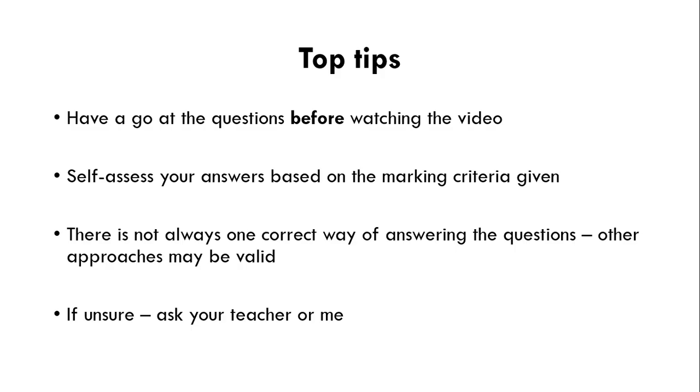All of the predicted papers for Paper 2 can be found on the whole cohort Google Classroom. Once you've had a go at the questions, use this video to self-assess your answers. Compare your answers to the model answers and use the marking criteria given to assess. There is not always one correct way of answering the questions. I've tried to cover as many as I possibly can, but other approaches may be valid, and if you're unsure, ask your teacher or ask me.